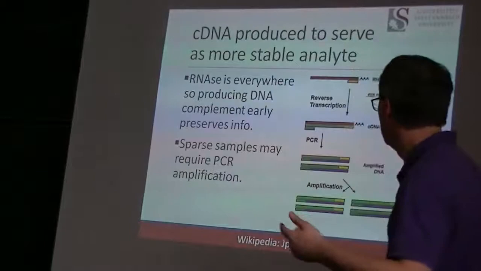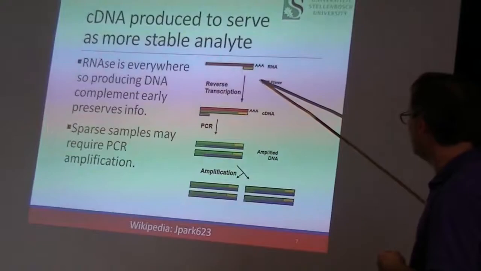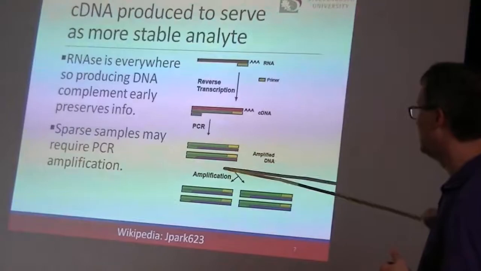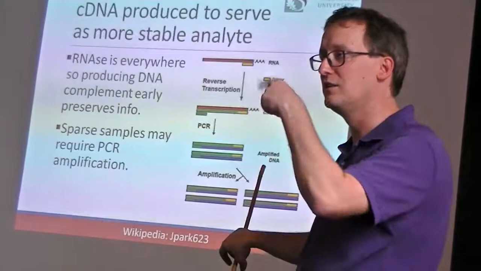So we can do the cDNA processing by using a primer on the messenger RNA. That primer is then extended to produce a cDNA, which has a sort of hookback, and a step of PCR will generate more copies of these cDNA duplexes for us to work with.